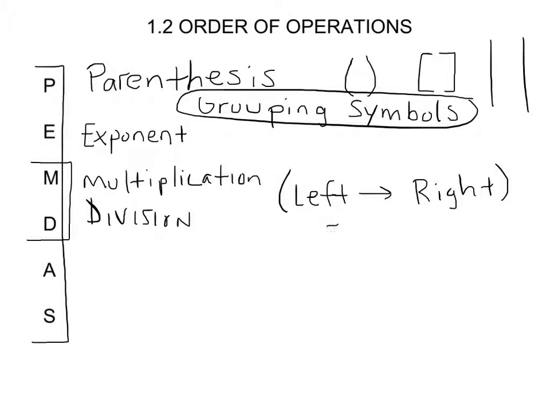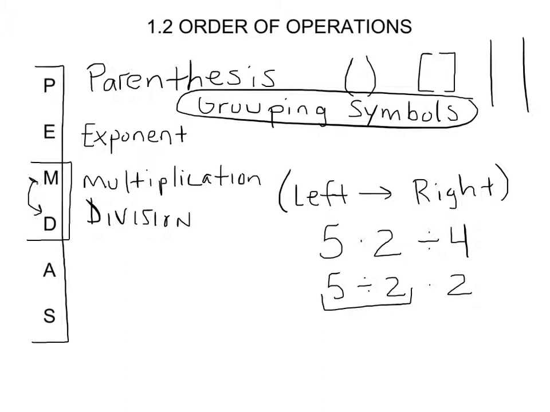If the question is 5 times 2 divided by 4, I do the multiplication first. If on the other hand, the question had been 5 divided by 2 times 4, or times 2, I still work left to right. In this case, the division comes before the multiplication. So these two letters are interchangeable. You always want to work left to right. But you do want to do all your multiplication and division before you do your addition and subtraction.